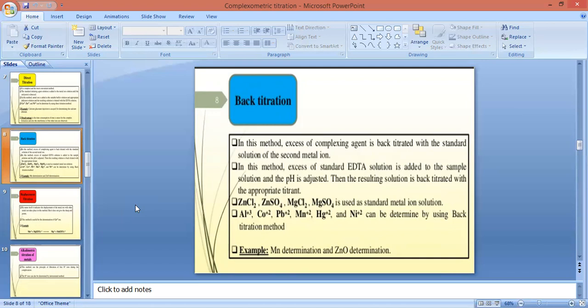Then whatever metal ion is present in that conical flask will react with the complexing agent, that is EDTA, and the remaining, that is the unreacted part of the complexing agent, is then back titrated with the second standard metal ion solution.